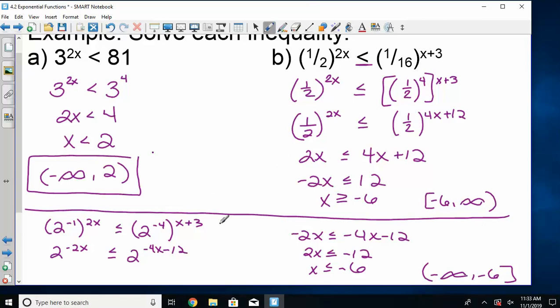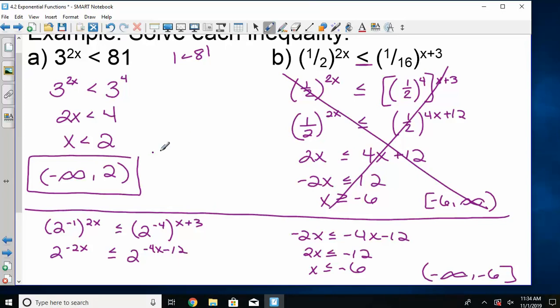Now, which one did work for us when we changed it to a base of 2? So this did not work out, but the other one did. Okay, so what I just want you to be aware of. Now, when your bases are whole numbers, it's not really that big of a deal. If you pick a number between negative infinity and 2 and plug that in like a 0, 3 to 0 is 1 less than 81? Yeah, that was no problem.